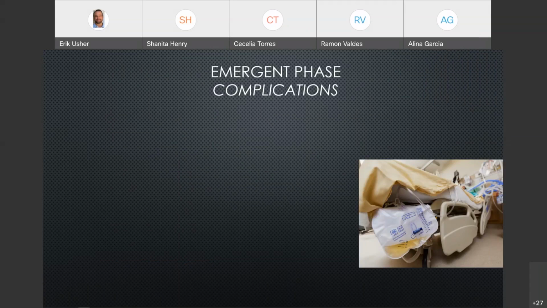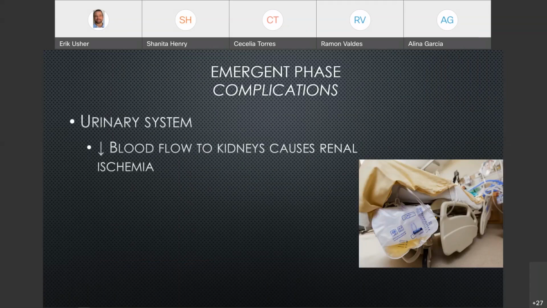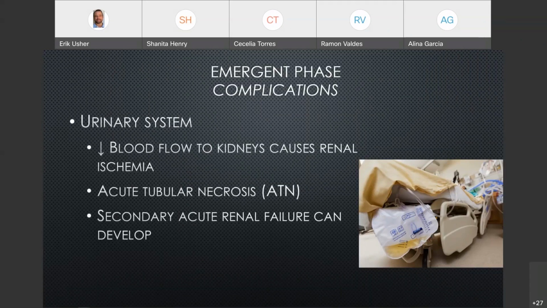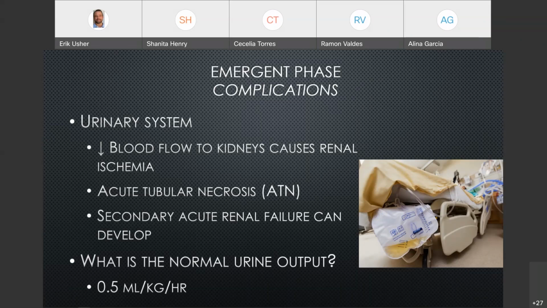Let's talk about the emergent phase complications of the urinary system. Again, decreased blood flow to the kidneys causes renal ischemia. This is a pre-renal problem. Remember, pre-renal is about perfusion to the kidneys. Acute tubular necrosis follows, and a secondary acute renal failure can develop if it's not aggressively treated. And just to refresh your memory, what is the normal urine output? Well, what we use is about 0.5 milliliter per kilogram per hour. That's a pretty standard one.